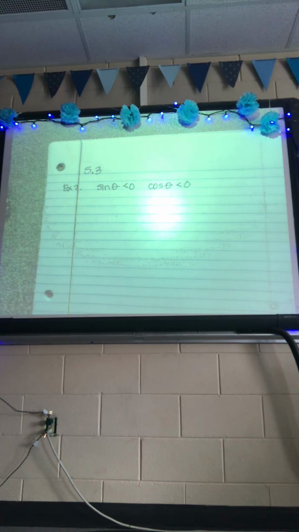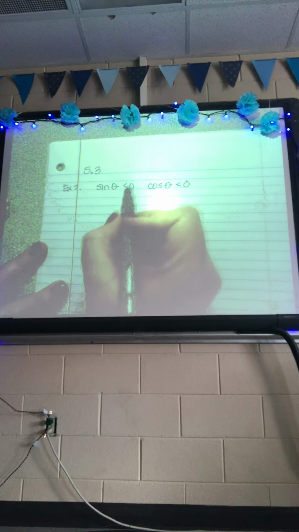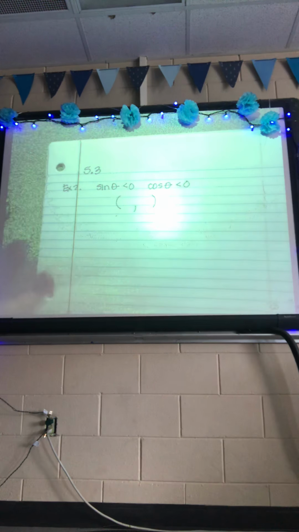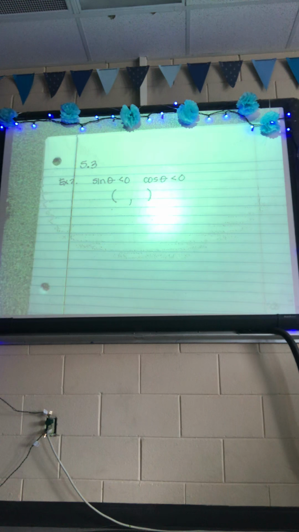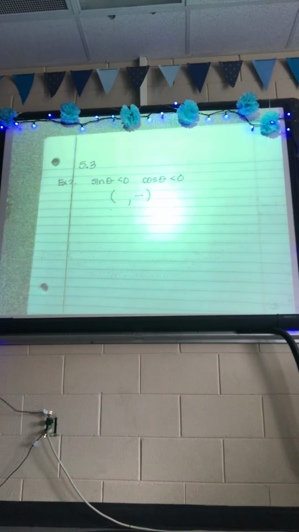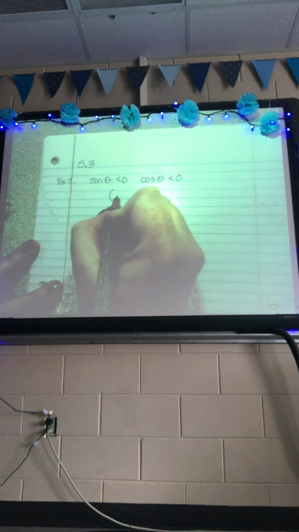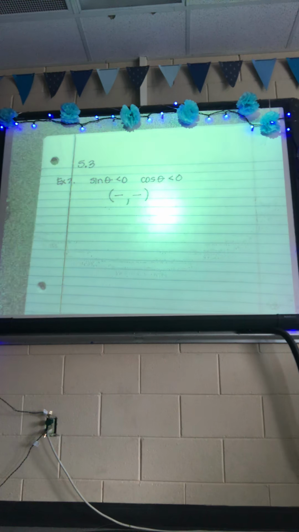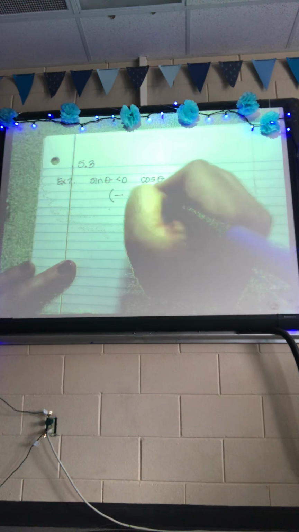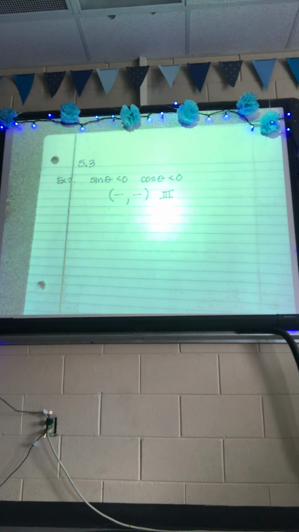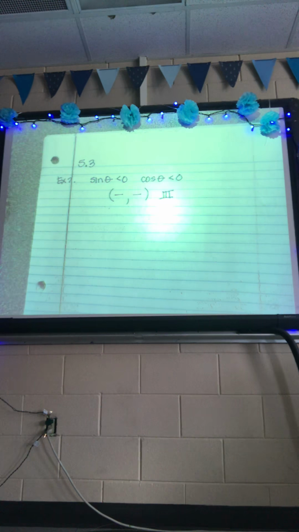So this is how I think about this, okay? If the sine is less than 0, what does that tell me? The sine is negative. If the cosine is less than 0, that means the cosine is negative. So if it's negative, negative, what quadrant am I in? Quadrant 3. Okay? So that'll tell me how I know if sine would be negative, like if we were talking about a graph and it was x and y.